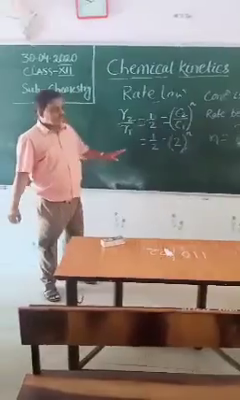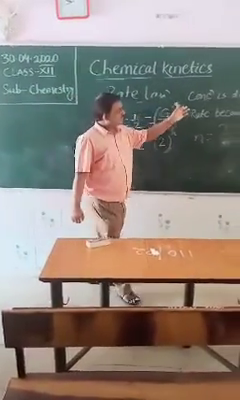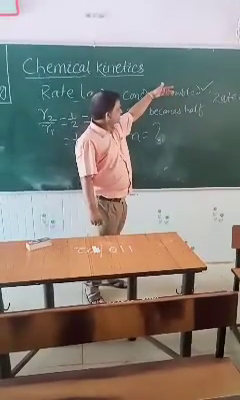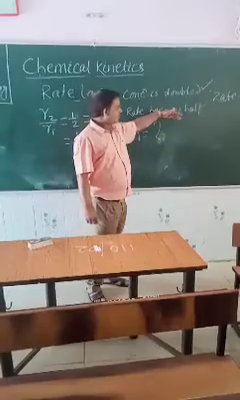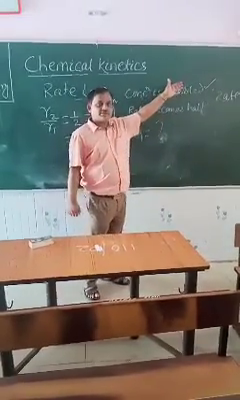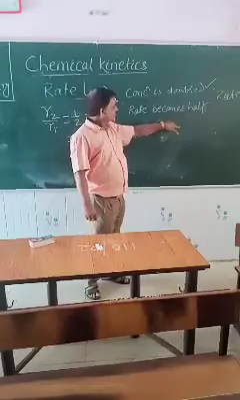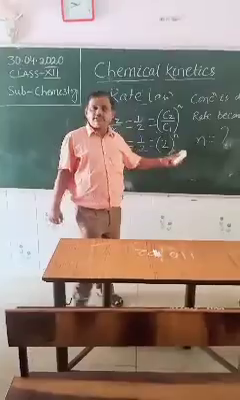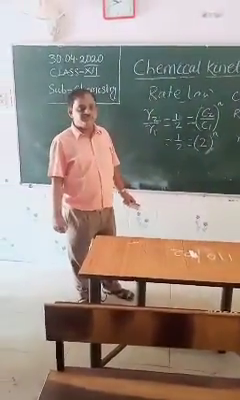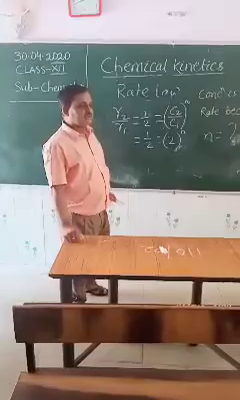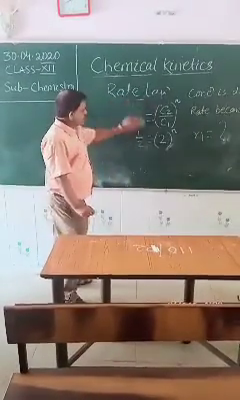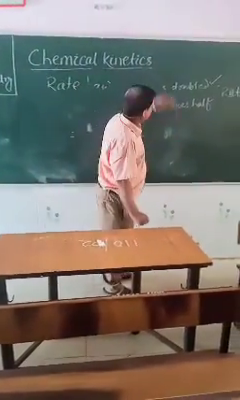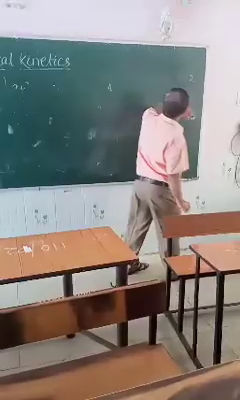So anything can happen. If you double the concentration, rate can be doubled. If you double the concentration, rate becomes quadrupled, or 4 times. If you double the concentration of reactant, rate will be half. So anything can happen because it is experimental. The value of n is determined experimentally by taking the change in concentration of reactant and the rate of reaction at that concentration.